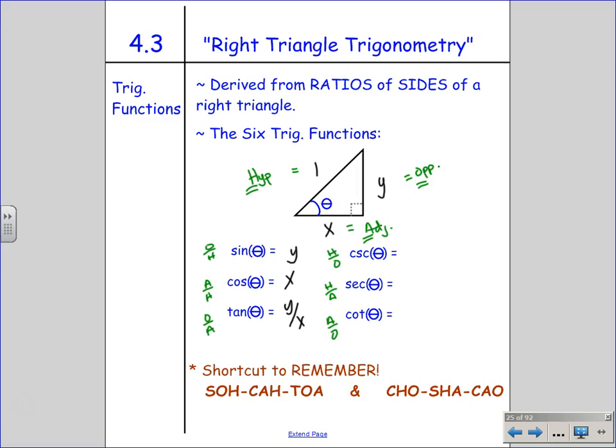So what would cosecant be? Well, you could literally say hypotenuse over opposite, or flip sine, and well, y is y over 1, so cosecant is 1 over y. Secant, hypotenuse over adjacent, or flip him, the reciprocal of x would be 1 over x. And cotangent, adjacent over opposite, would be x over y. I'm not sure why I'm doing some of my fractions with the little slanty ones and some of them with up and down. I apologize if that bugs you.